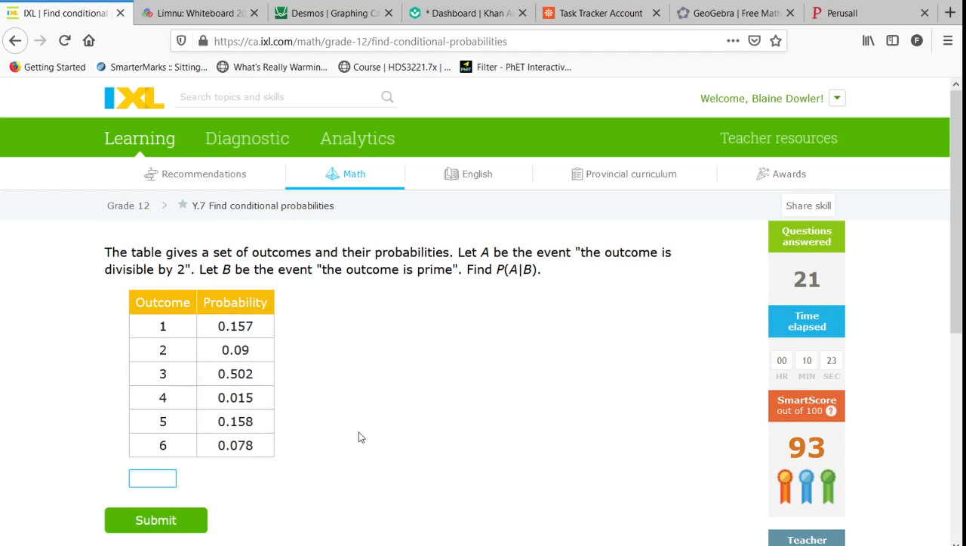Now here, A is the outcome is divisible by 2. That's 2, 4, and 6. B is the outcome is prime, 2, 3, and 5. So the only number which is both prime and divisible by 2 is 2. So our numerator is 0.09. Our denominator is everything that satisfies B, so that's 0.09 plus 0.502 plus 0.158 for the probabilities of 3 and 5. That all works out to 0.12.